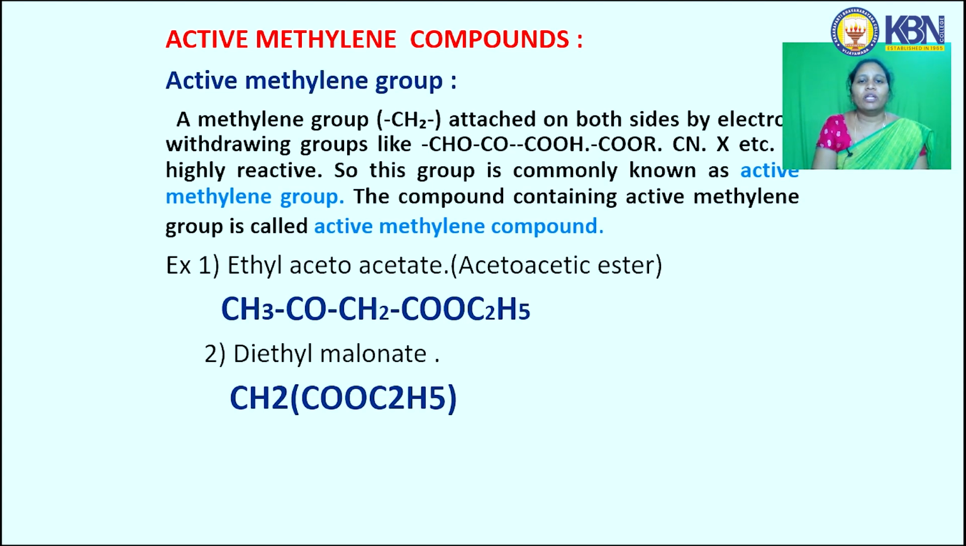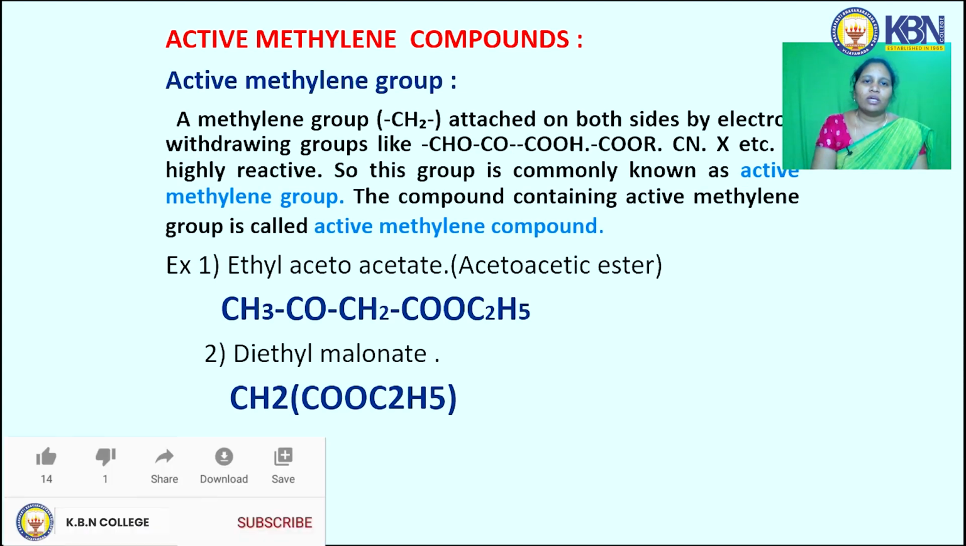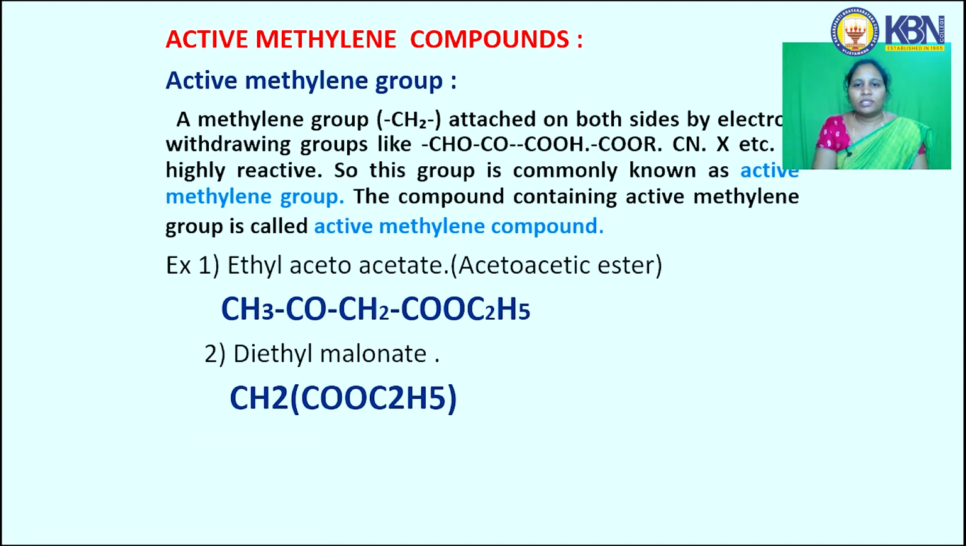So an active methylene group means a methylene group which is attached on both sides by electron withdrawing groups like CO or COO or cyanide or ester or acids or halogens etc. And if a compound contains an active methylene group, then that compound is called an active methylene compound. The best examples for active methylene compounds are ethyl acetoacetate and diethyl malonate.